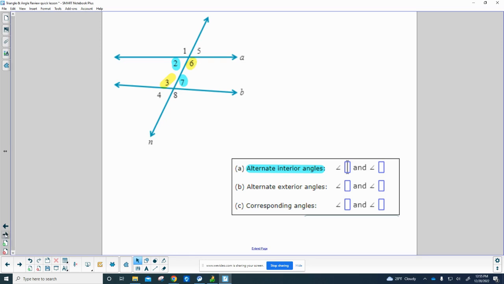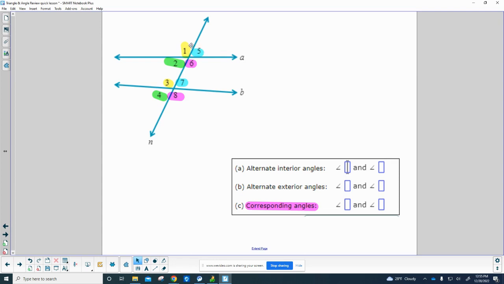Alternate exterior angles are angles that are found outside of these lines here, and they are also on alternate sides. So you've got 1 and 8 are considered alternate exterior angles, as well as 4 and 5. What's nice about those angles is if you can identify them, you know that they are congruent. So if I tell you what 5 is, you can find out what 4 is.